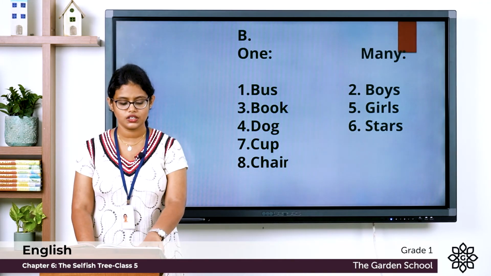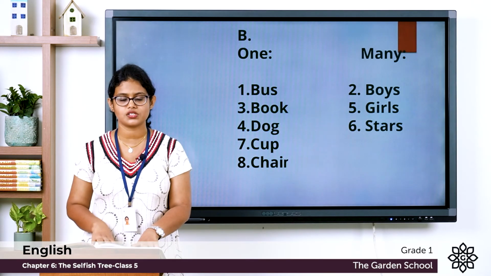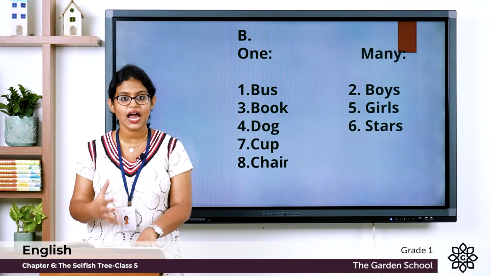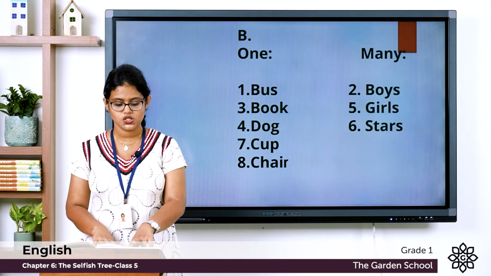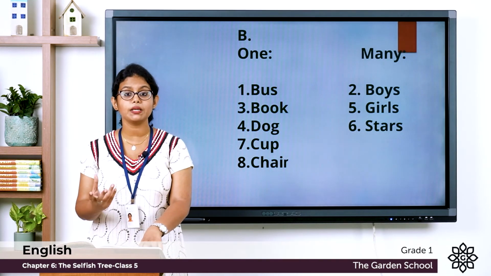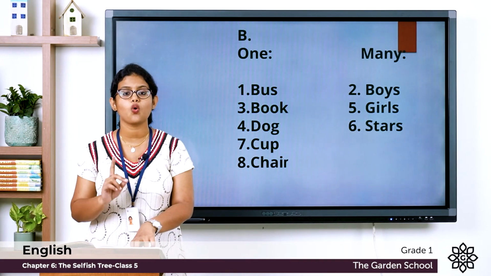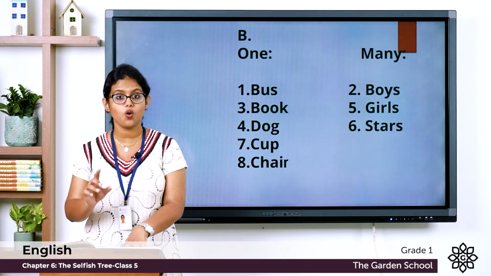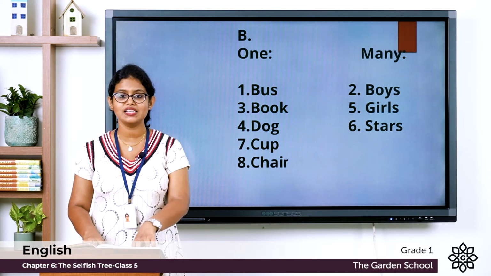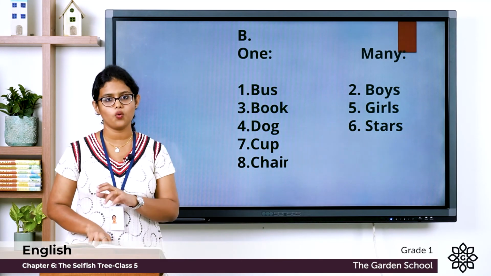What about the sixth one? The stars are shining. So the naming word here is stars. So is it one or many? It is more than one. So that is why we add S at the end of the word. So you can write there M. What about the seventh one? Bring me a cup. So naming word here is cup. It is just one. So you can write there O. Eighth one. Sit on the chair. So the naming word here is chair. So it's just one. So you can write there O.